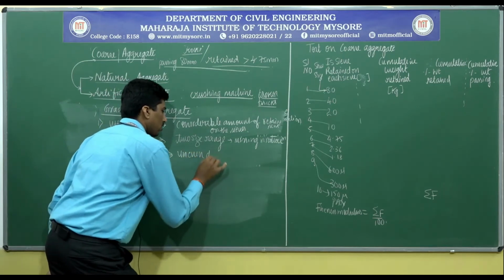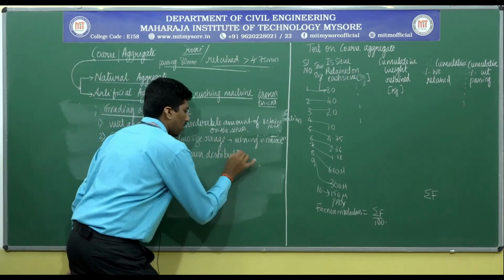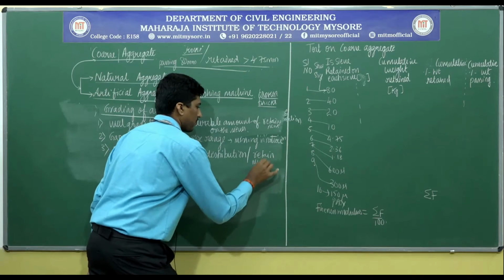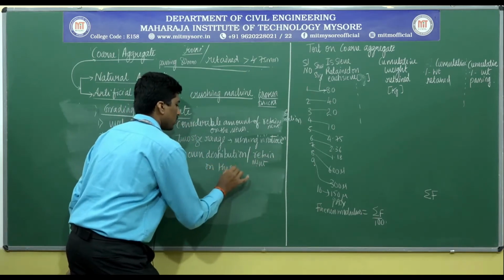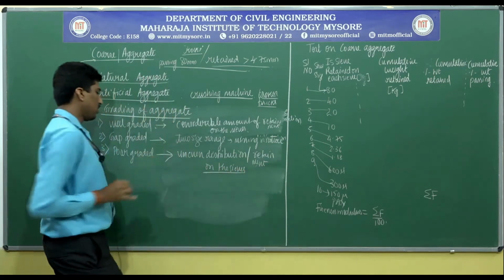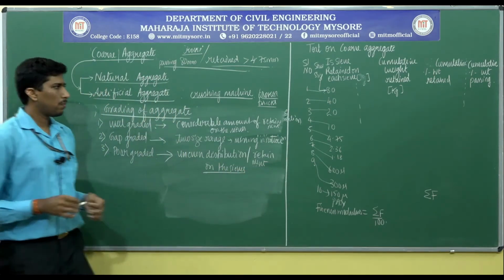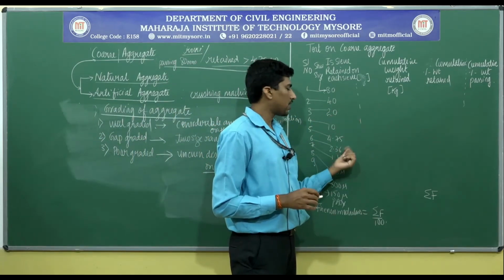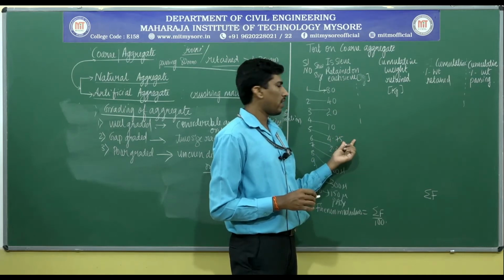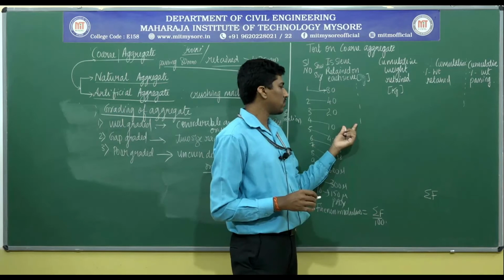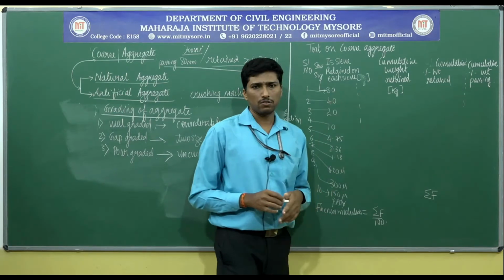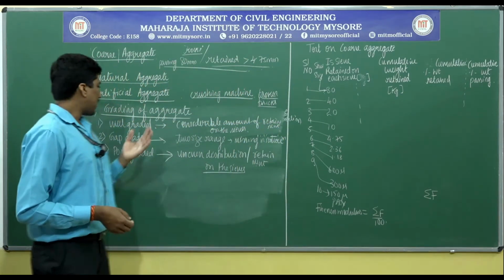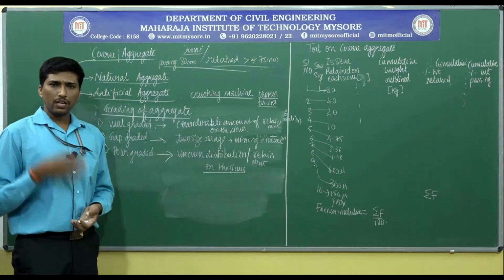Uneven distribution, or what we call retainment and passing on the sieves, we call it as a poor graded. The percentage of passing will be completely uneven, maybe 50% is being retained here, the remaining 10% here in the 4.75, another 20% here, 50 plus 20, 80, and then again 20%. This kind of retainment, we call it as a poor graded type of aggregate.